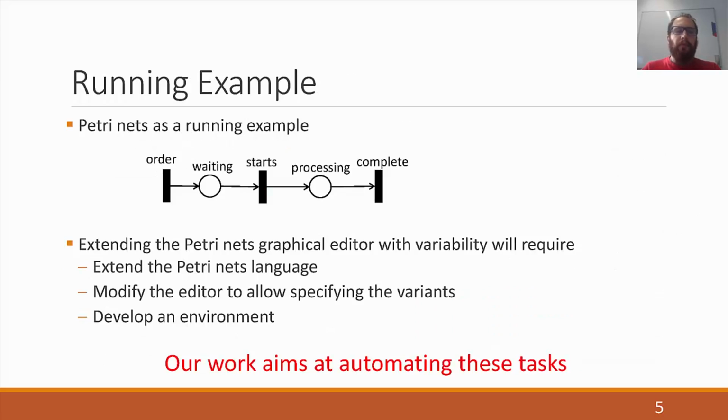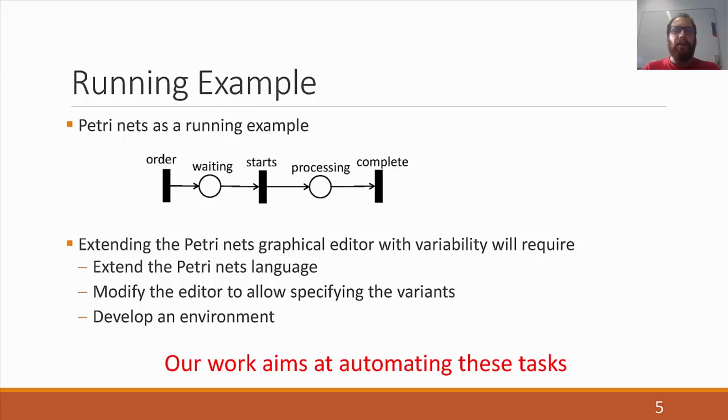To explain our approach, I'm going to use PetriNet models, due to the rich body of theoretical results for simulation and analysis. However, while we have a graphical editor for PetriNet modeling, the editor doesn't permit specifying variability as required in this scenario. Modifying this editor by hand to support the definition of PetriNets with variability would be costly, as we would need to extend the PetriNet language, modify the editor to allow specifying the variants, and finally develop an environment. In summary, our work aims at automating this task.